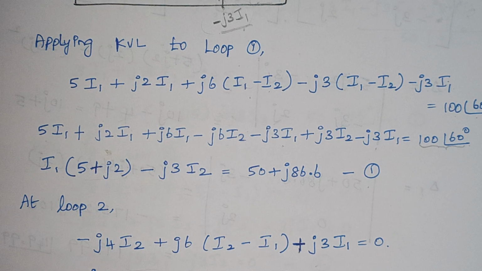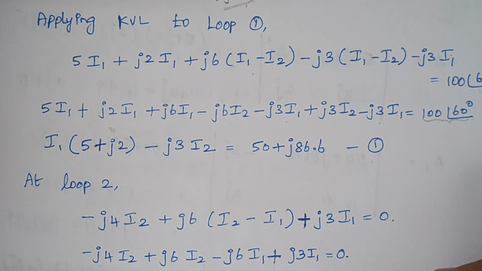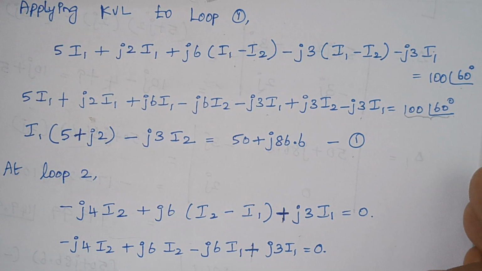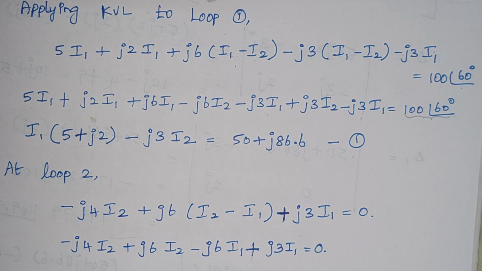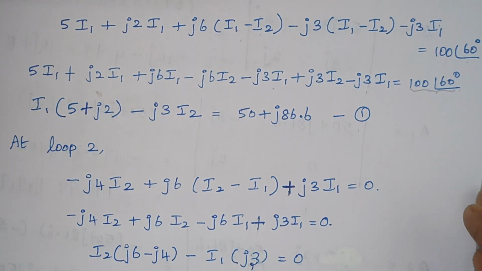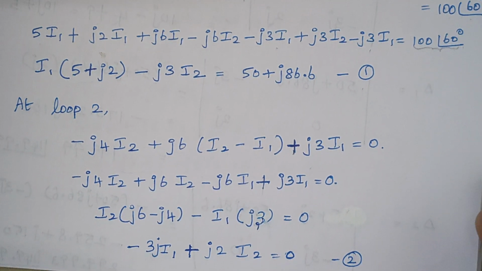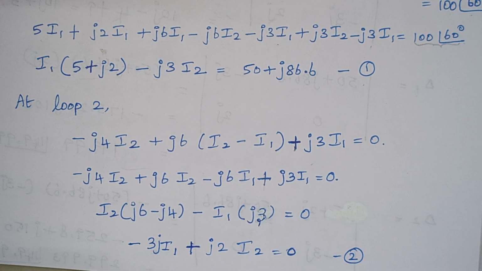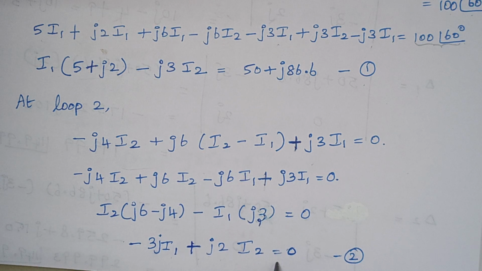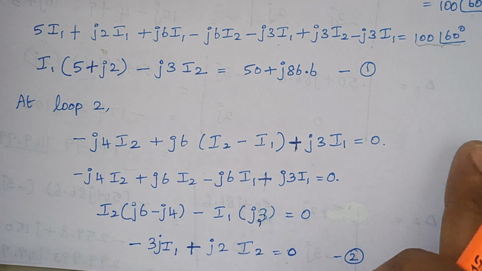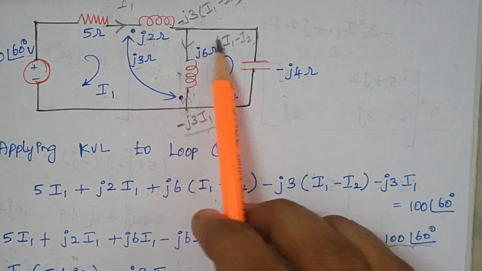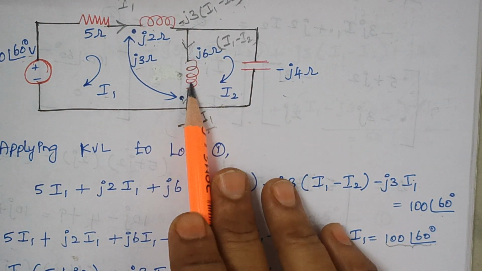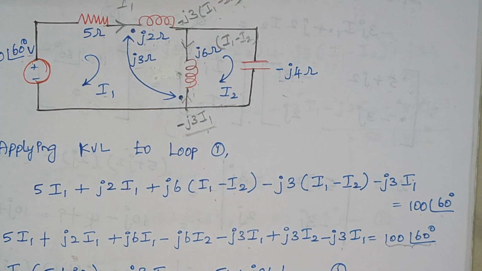Now again, as usual, just multiply the terms, and again we are going to combine I1 and I2 terms together. When you combine I1 and I2, finally we end up with an equation like this: minus 3j I1 plus j2 into I2 equals 0, because in our second loop there is no source voltage.